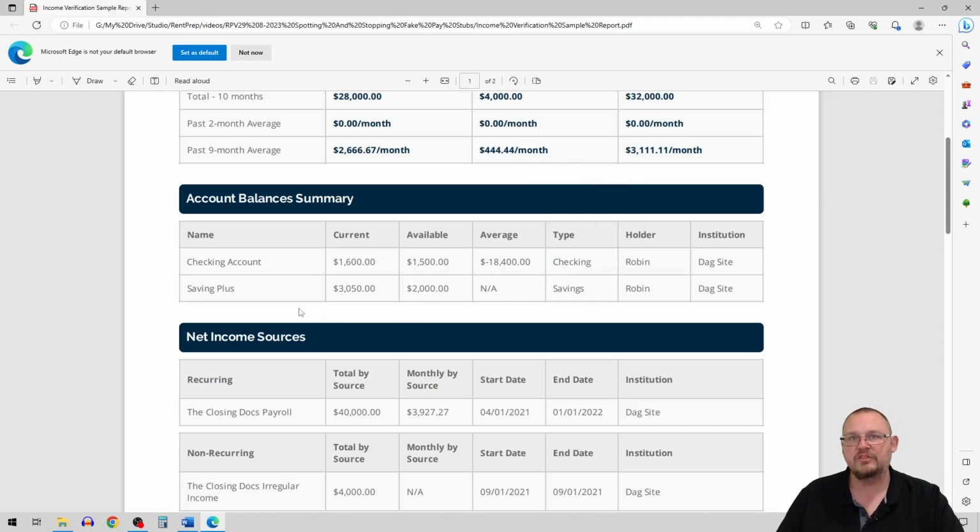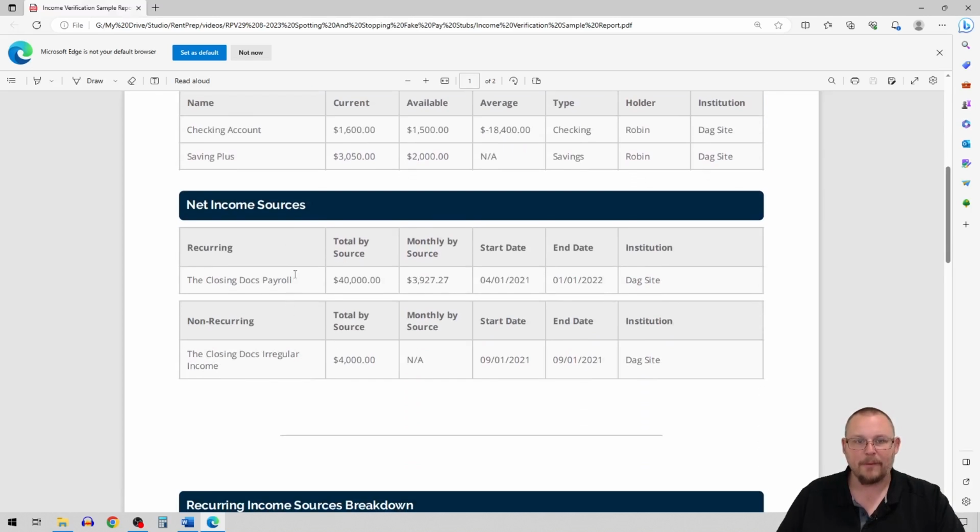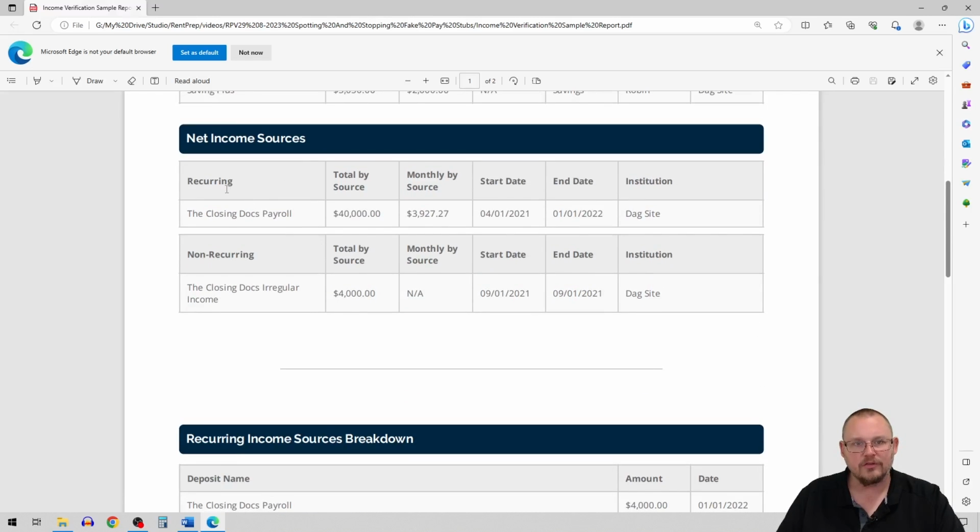So you can tell if somebody's sitting on a bunch of money in a savings account or something along those lines. And then as you scroll down here, it also tells you more information about the income sources. It starts with the recurring, and here you can see that there's a payroll that gets deposited. It was deposited in April of 2021, and it ended in January of 2022.